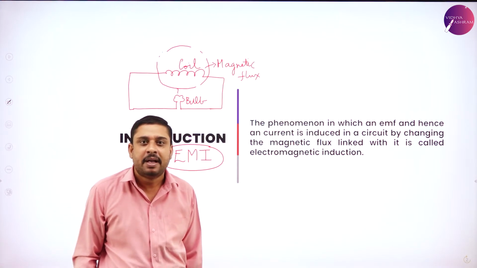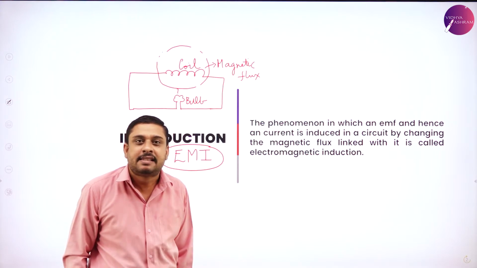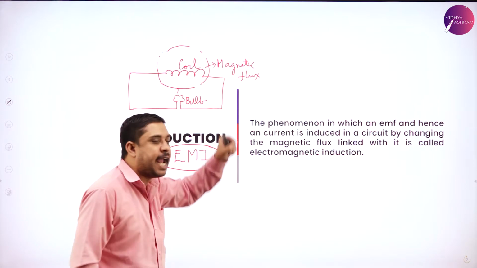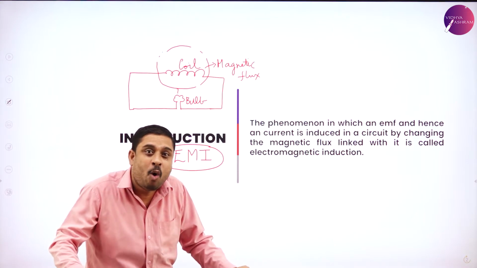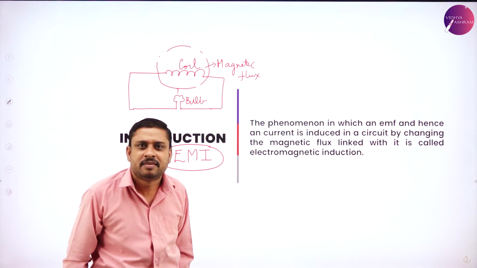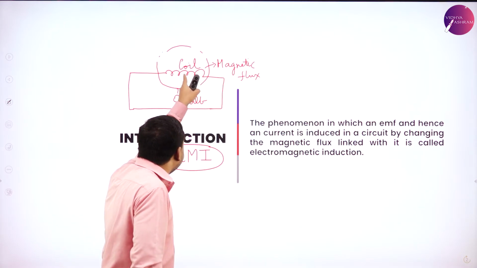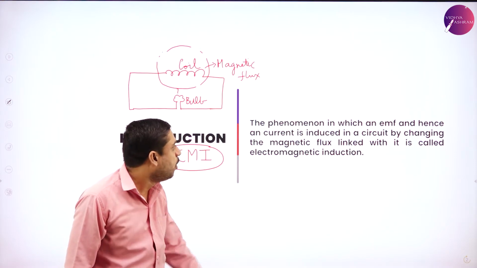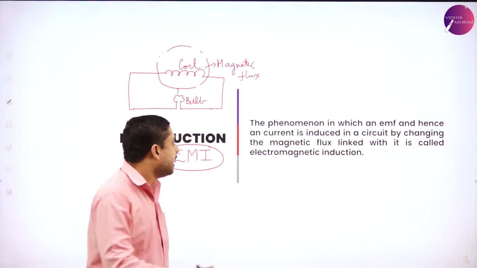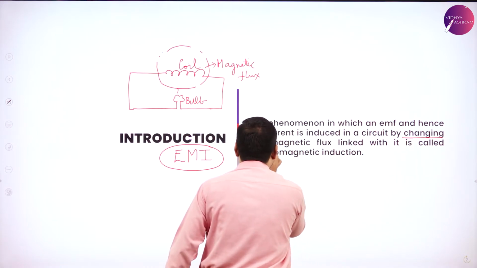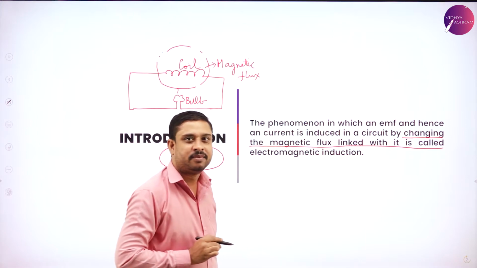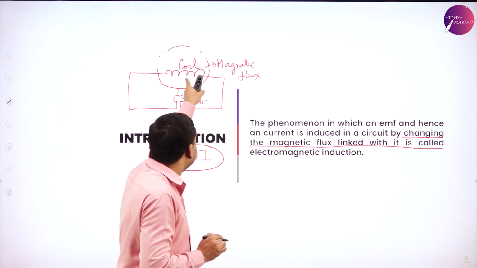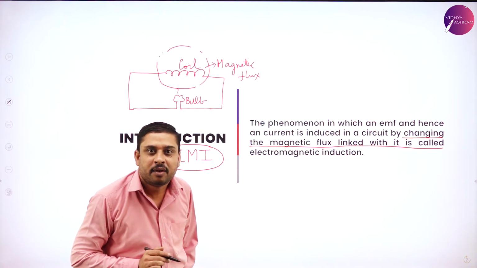How? There is some magnetic flux, some magnetic field strength that is linked or associated with the coil. Somehow change this magnetic field, somehow vary the magnetic flux linked with the coil. What is that we have to do? We have to change the magnetic flux that is linked with the coil. We have to vary the magnetic field that is associated with the coil.